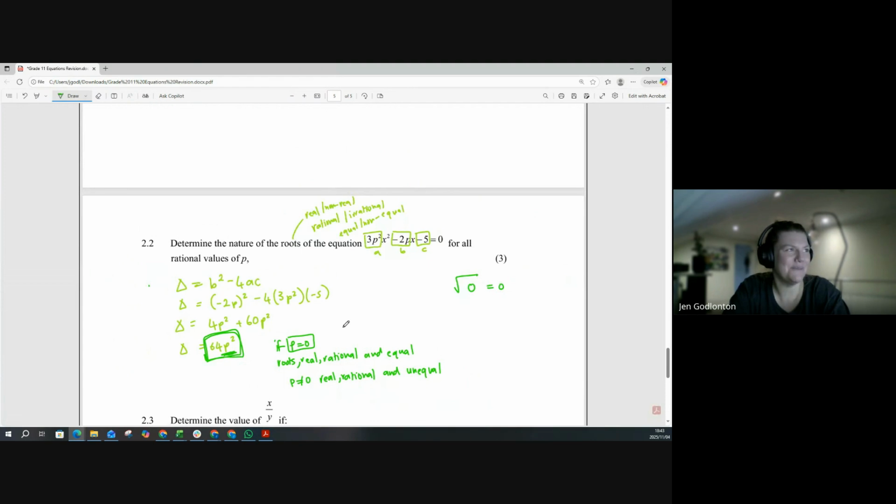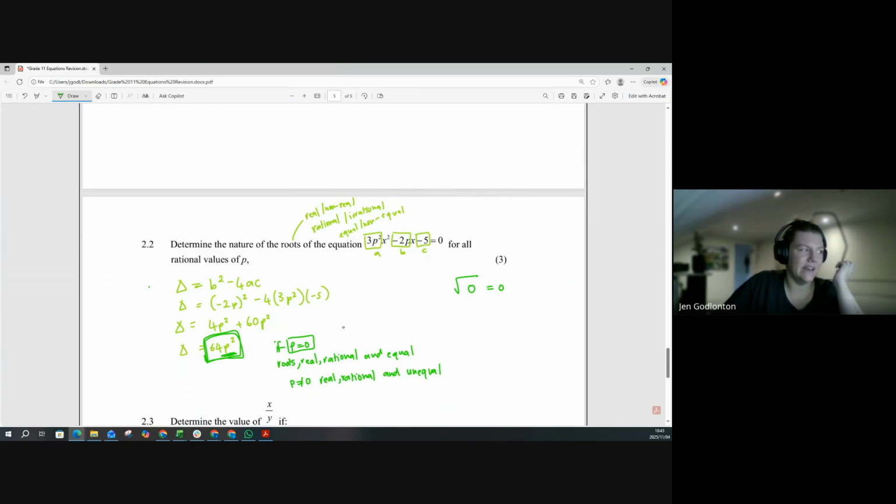Don't stress about it too much. Even if you can just get to this point over here, you've gotten yourself a solid mark. So that's better than nothing.